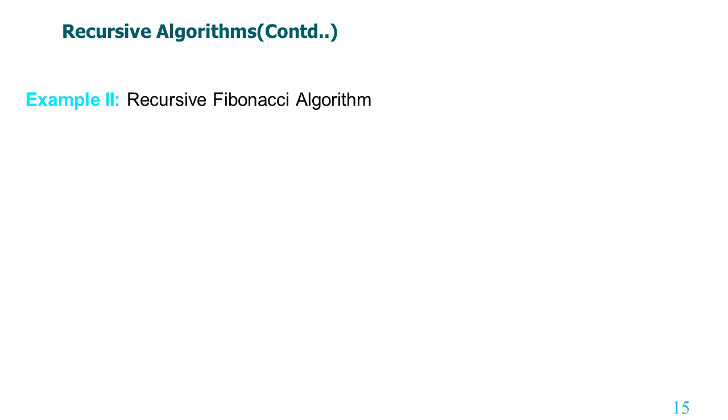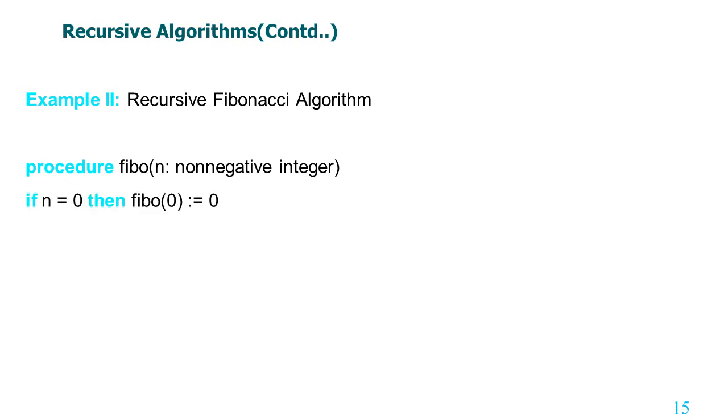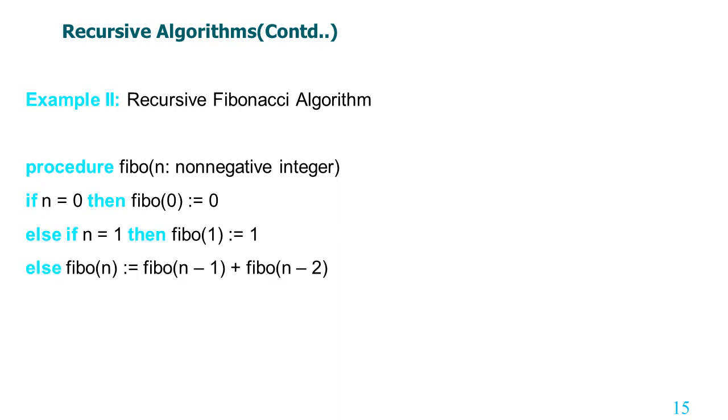Similarly, we can use recursion in Fibonacci number generation. Here is a procedure named FIBO. If n is equal to 0, then Fibonacci 0 is equal to 1. If n is equal to 1, then FIBO 1 is equal to 1. These are the initial conditions. And if n is greater than 1, the statement will be FIBO n is equal to FIBO n minus 1 plus FIBO n minus 2.